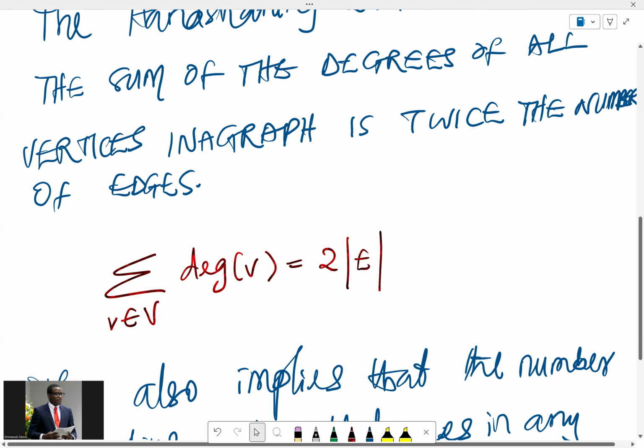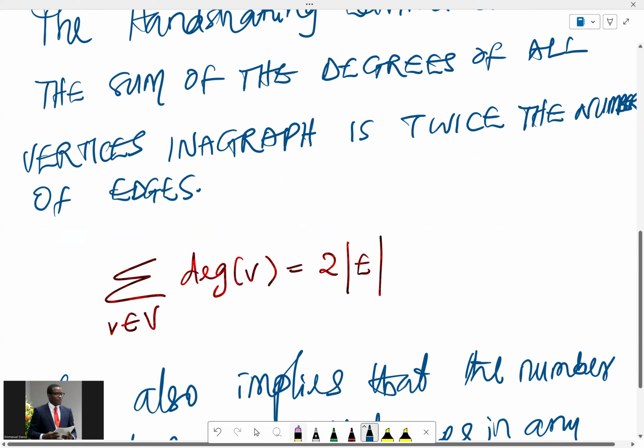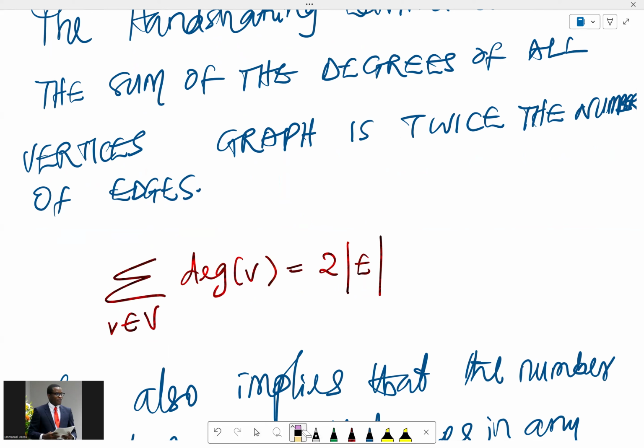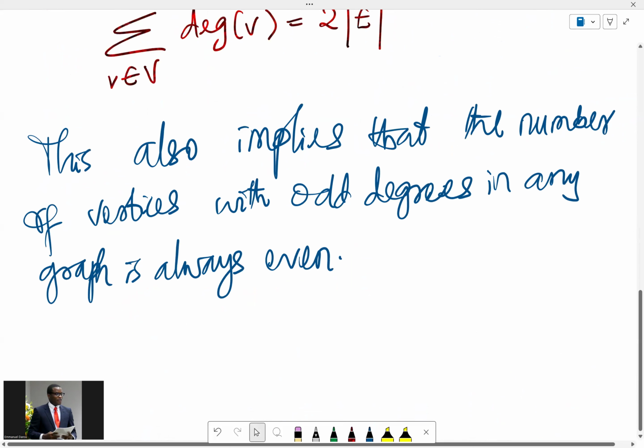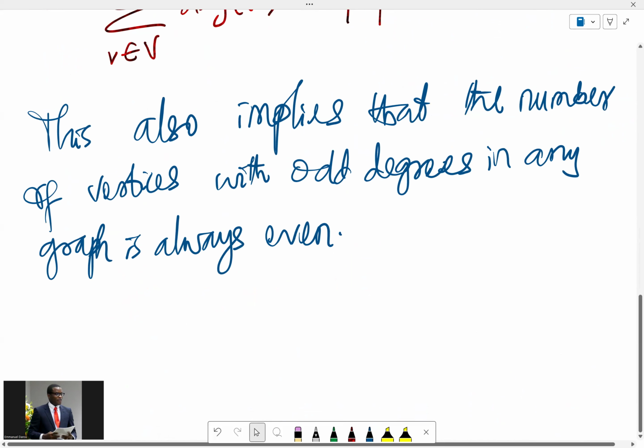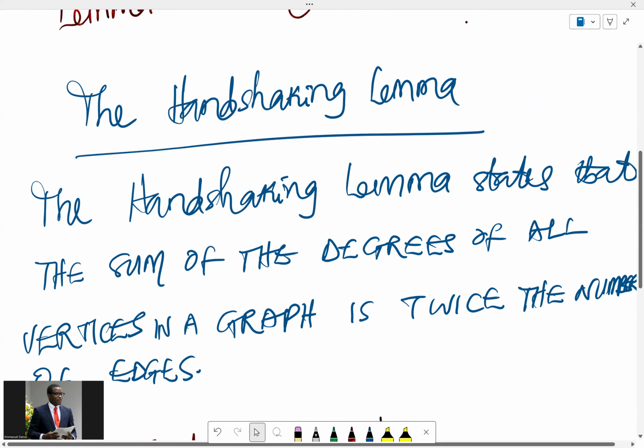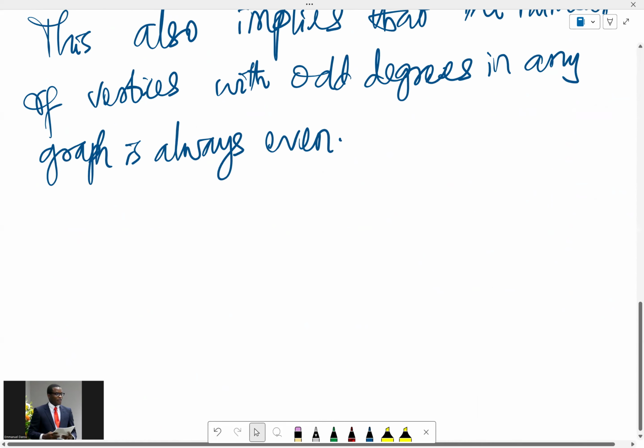That is, the sum of the degrees of all vertices in a graph is twice the number of edges. So this also means that the number of vertices with odd degrees in any graph is always even, because the sum of the degrees of all vertices in the graph is twice the number of edges.